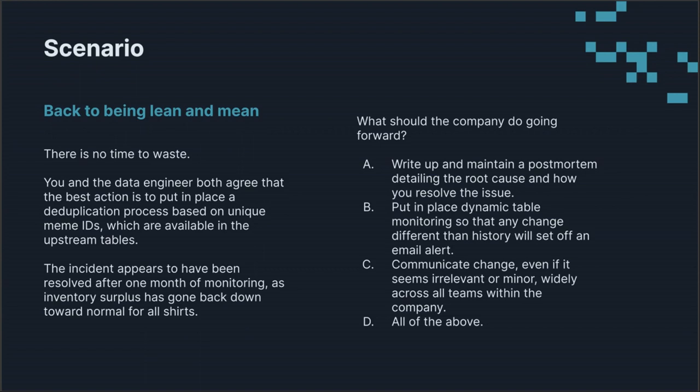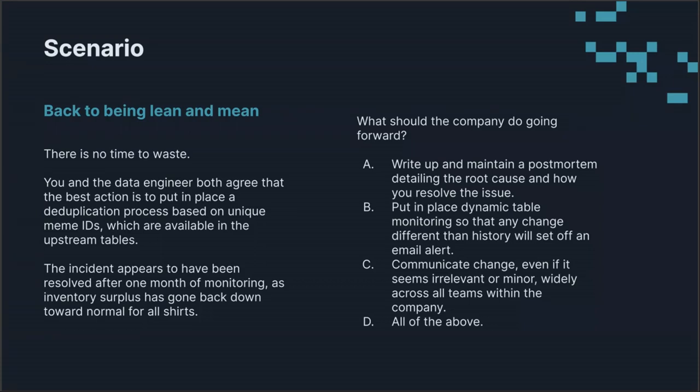So with this behind you, what should a company do going forward? A, write up and maintain a postmortem detailing the root cause and how you resolve the issue. B, put in place dynamic table monitoring so that any change different than history will set off an alert. C, communicate change, even if it seems irrelevant or minor, widely across all teams within the company, or D, all of the above. Now, this is easy. We don't have to take 30 seconds for this. The answer is D, all of the above.